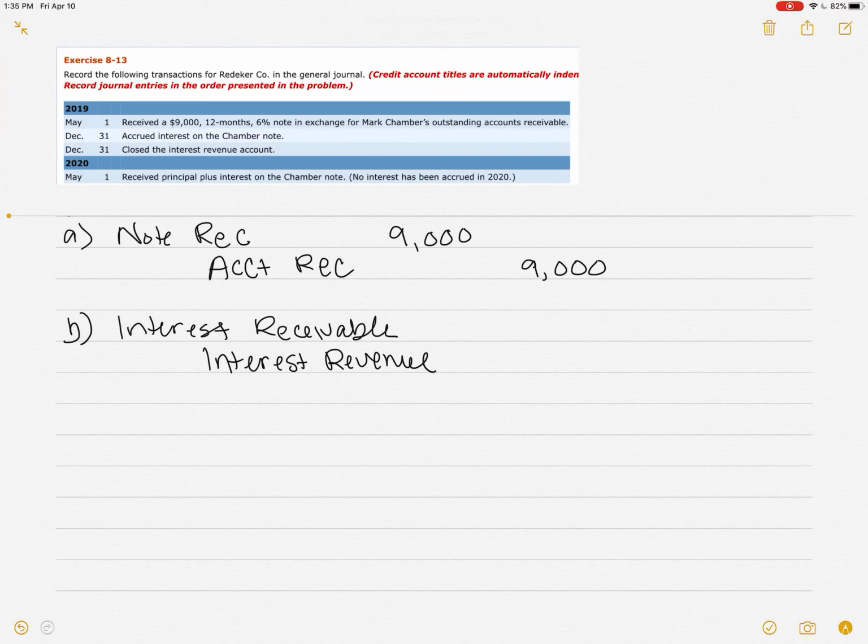Now this chapter goes through that equation. We're going to take our principal amount times our rate times how much time we held it. We've held this now from May through December, which is 8 months. So I will multiply that by 8/12 to get to 360.